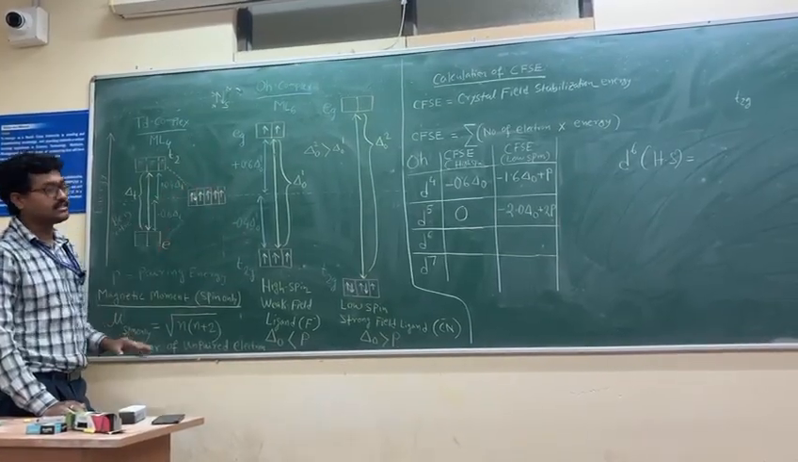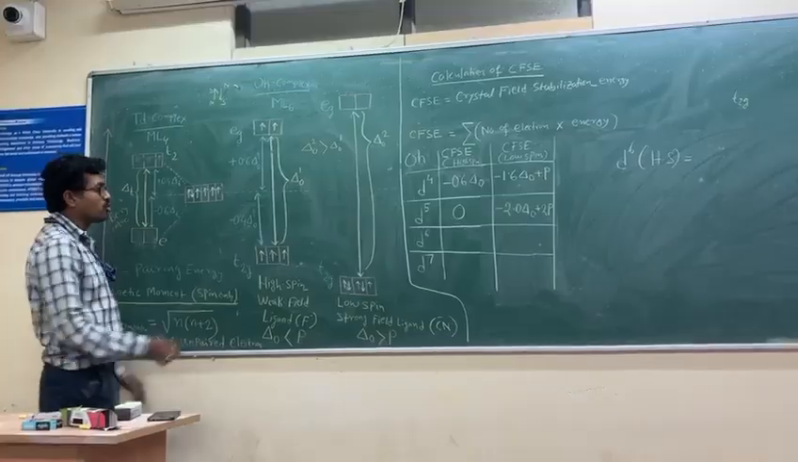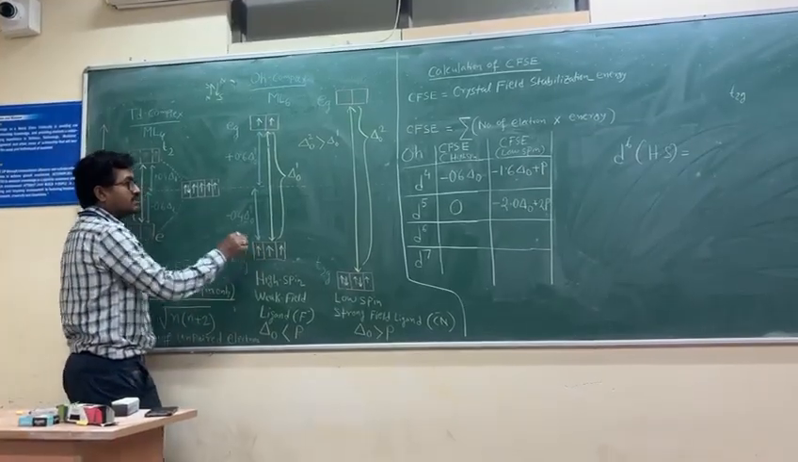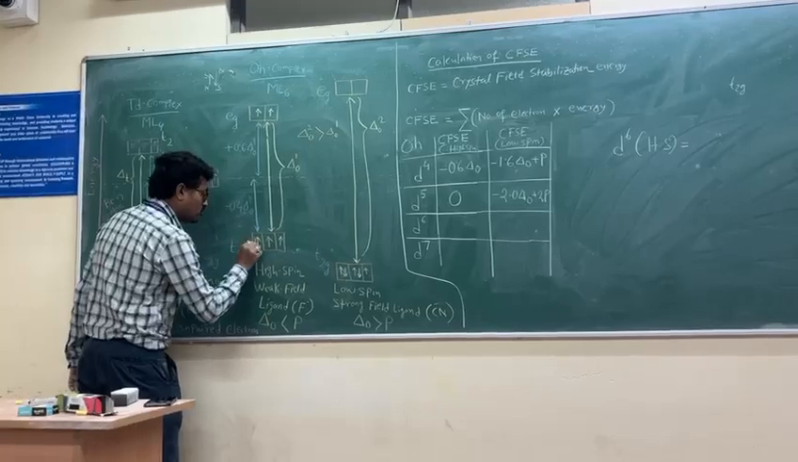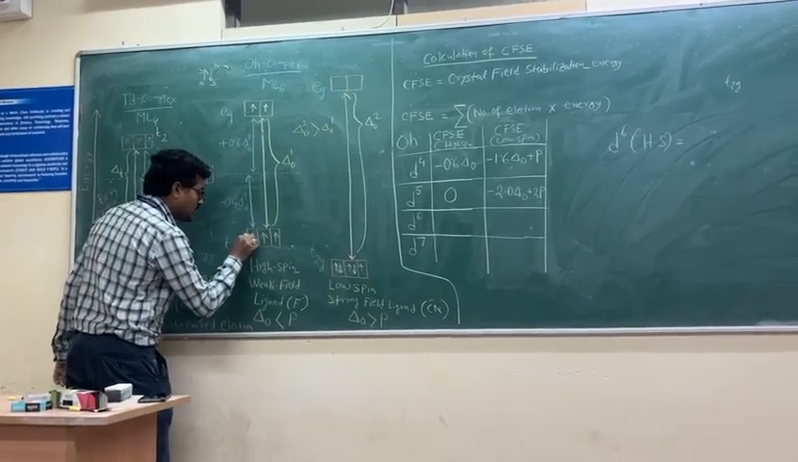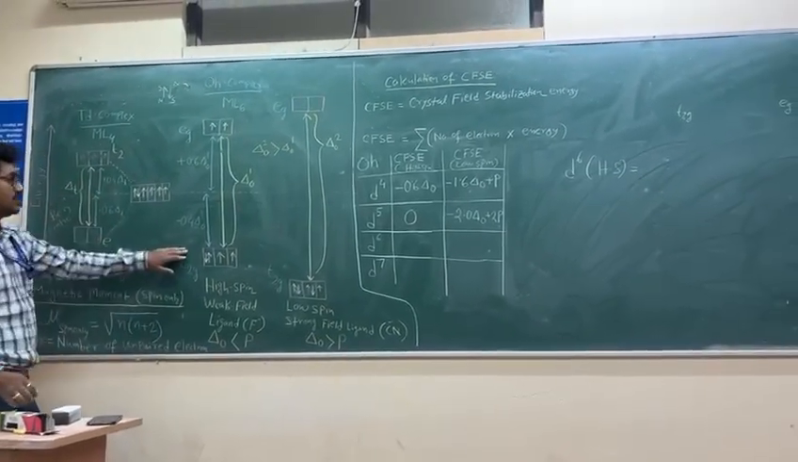So where will the 6th electron go? The 6th electron will go to the lower energy level, because it has no other option. So it will come to this lower energy level.